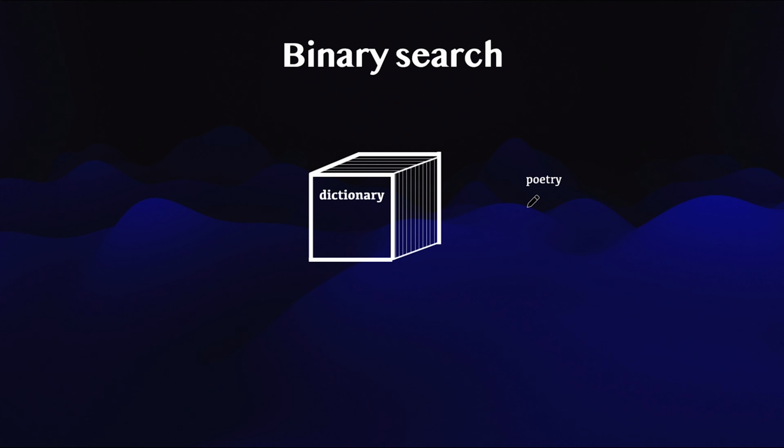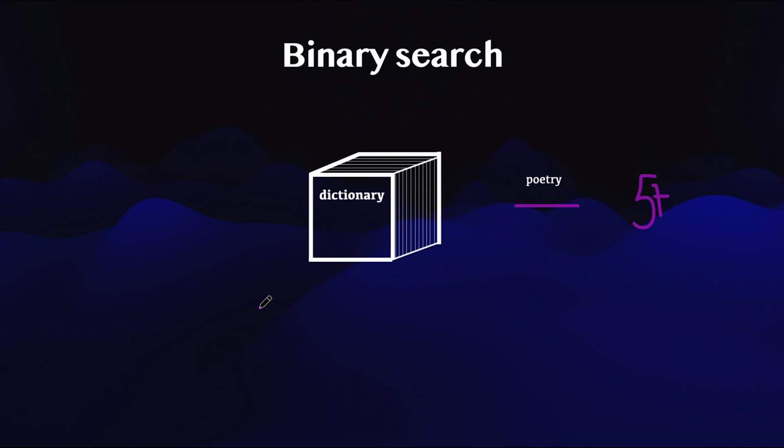The same would work with looking for a word in a dictionary. If you want to find the word poetry, for example, you won't start from the very beginning, right? You instead open the dictionary somewhere in the middle and compare the word that you will find there with the word poetry. And if the word you see is before poetry alphabetically, you'll continue searching in the second half of the dictionary. Otherwise, if it's after poetry, you'll search in the first half. And you repeat this process, dividing the remaining portion in half each time until you actually find the exact word you were looking for, or the exact number in the case with the game.